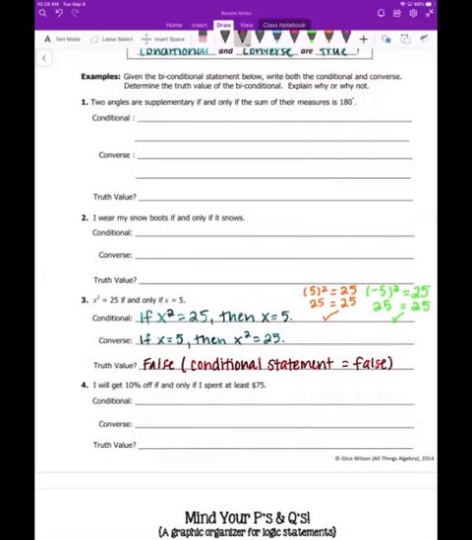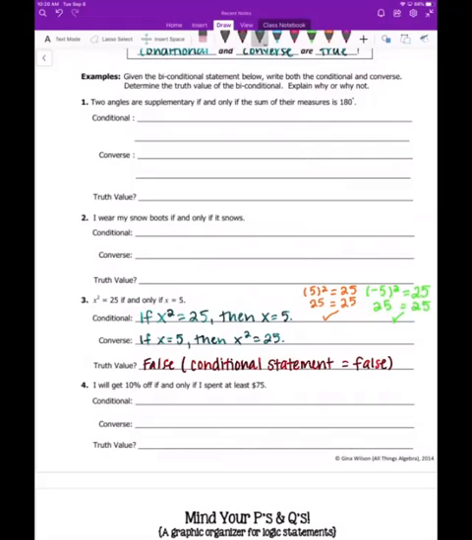All right, let's look at example 4. So example 4 says, I will get 10% off if and only if I spend at least $75. So again, let's go ahead and get our conditional and converse statements down first, and then we'll talk about the truth value.